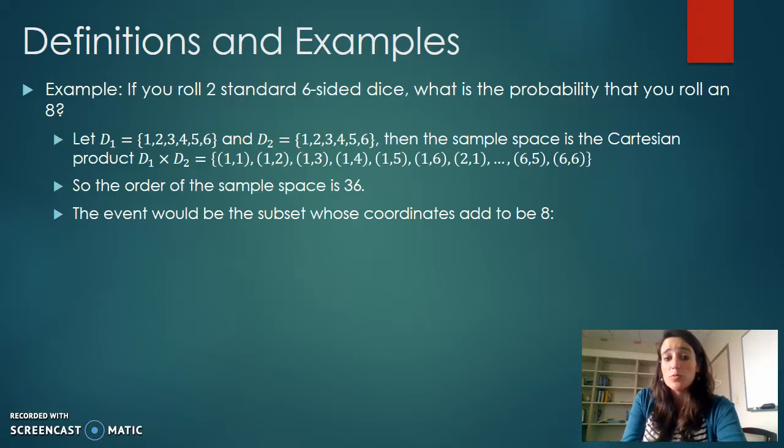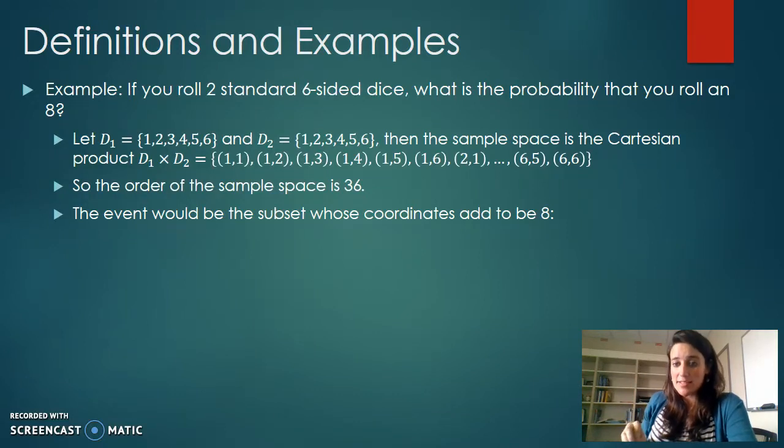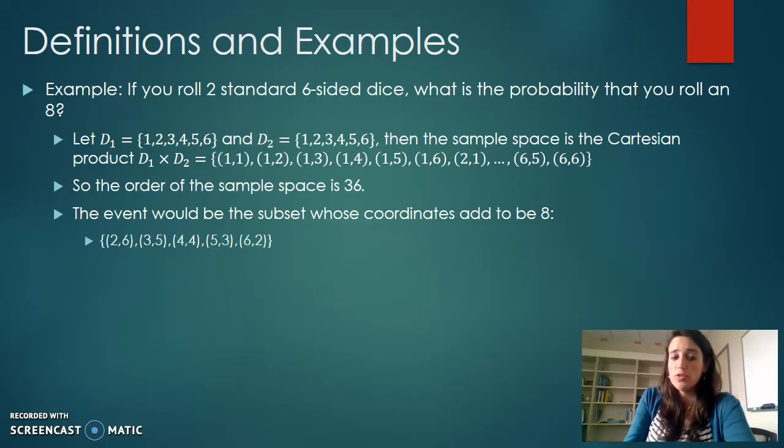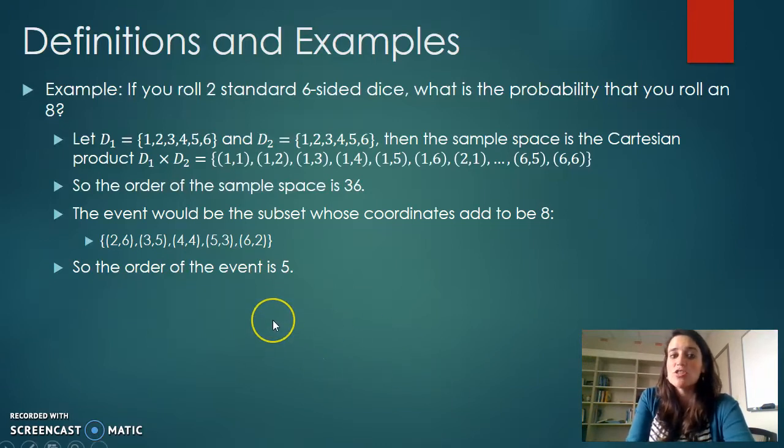The event would be the subset whose coordinates add to be 8. So we can't pair 1 with anything because there's not a side of 7. So our smallest one we could get is 2. We could have 2 and a 6 giving us 8, 3 and 5 giving 8, 4 and 4 giving 8, 5 and 3, and 6 and 2. So the order of the event is just those 5 options.